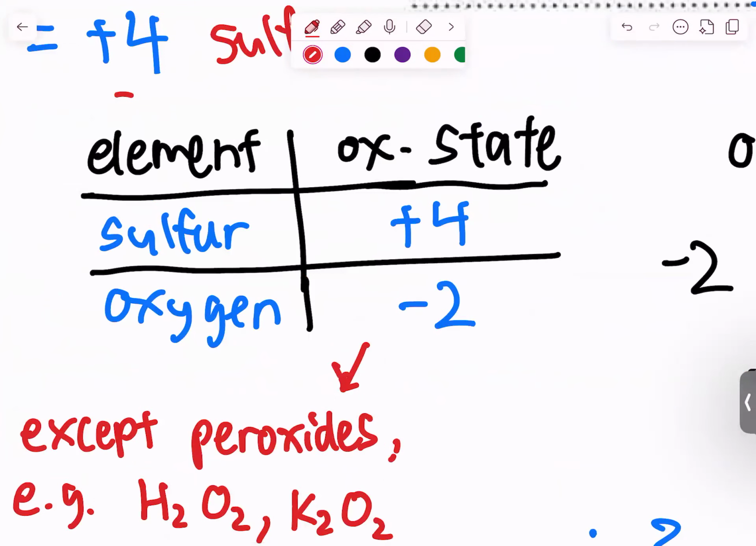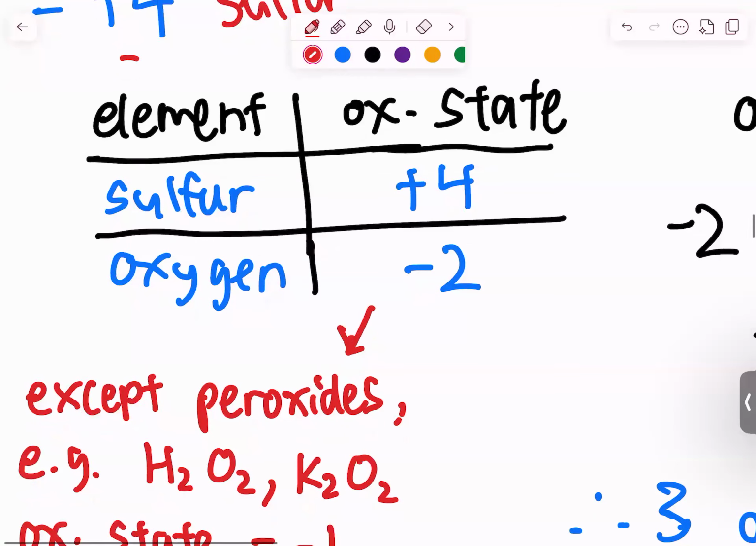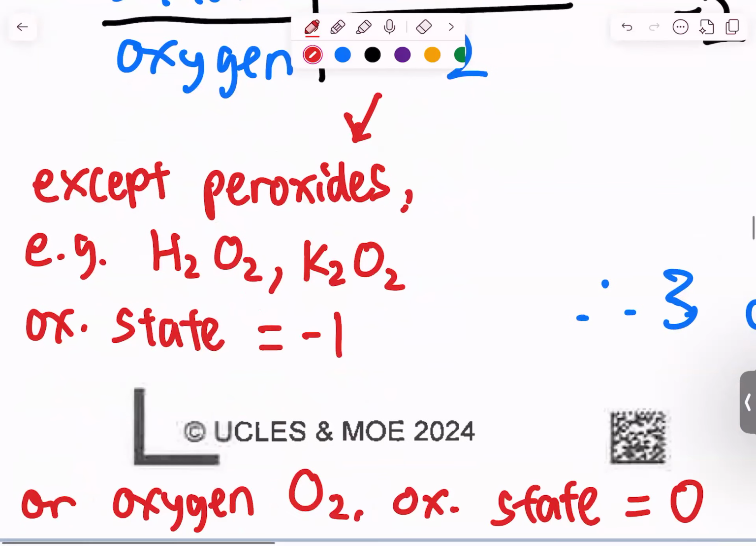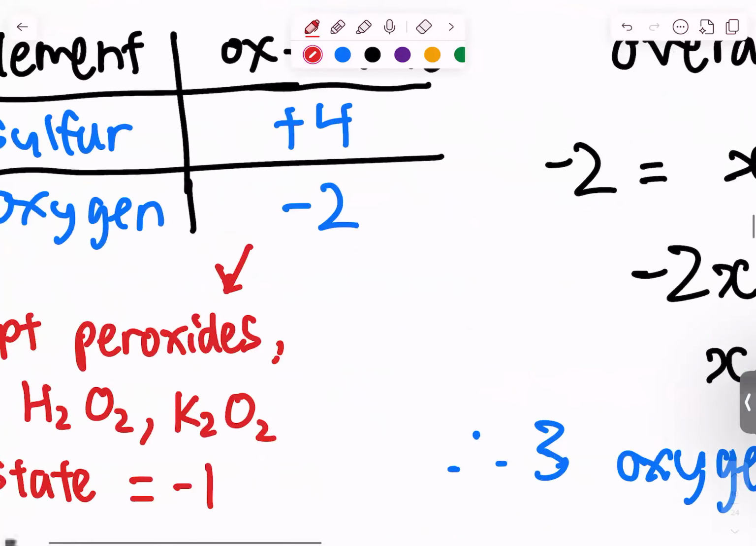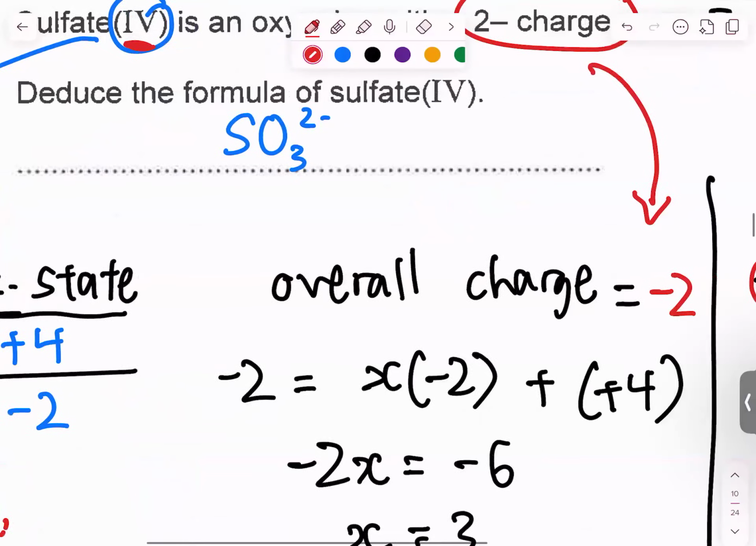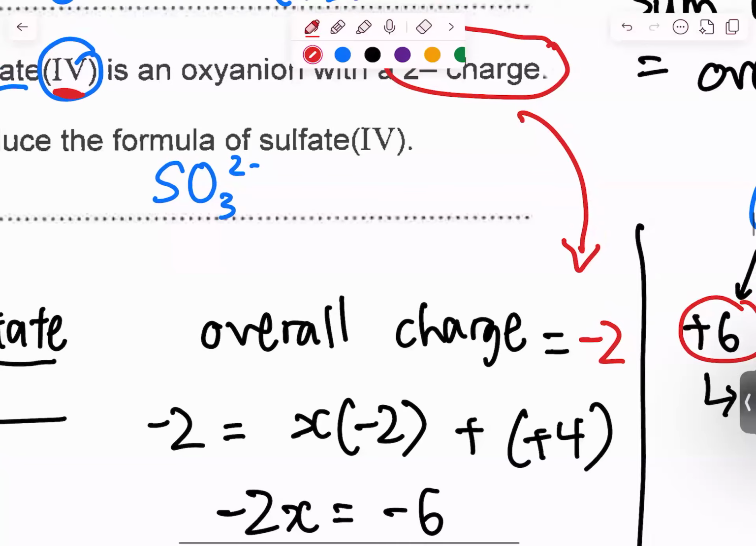Why? Oxygen is always minus 2 except for peroxides. Examples of peroxides will be your hydrogen peroxide or your group 1 metal peroxides. In these cases, the oxidation state of oxygen will be minus 1. The other exception will be elemental oxygen, because anything in its elemental form is 0. So the sum of sulfur and oxygen must be equal to the overall charge, minus 2.